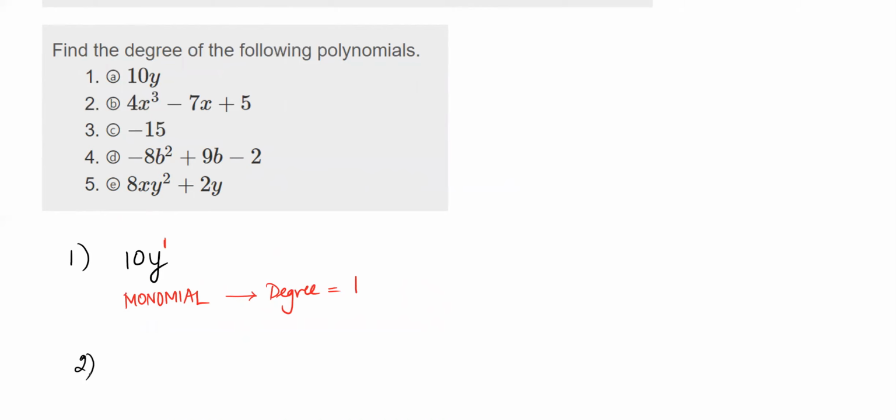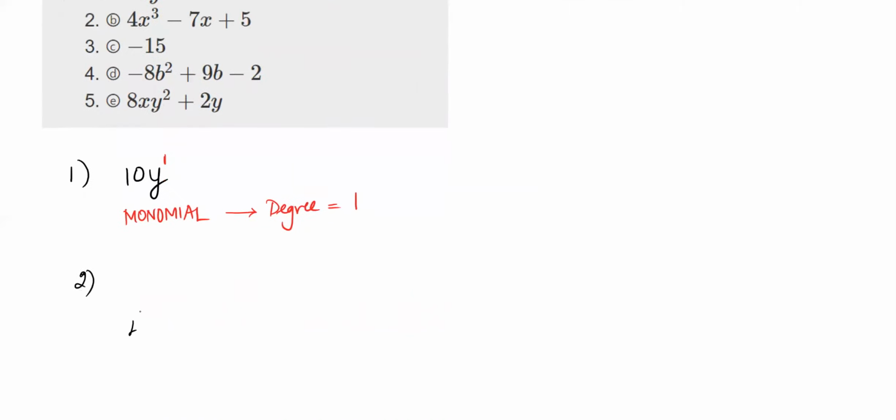Next, look at 2. 4x cubed minus 7x plus 5. Okay, this is a polynomial, right? Yeah, it's a polynomial. It has 3 terms, and according to the definition, we need to look at the degree of each term. So look at the variable here. We only have one variable, which is x, and its power is 3. Nothing to add because you don't have any other variables with powers for you to add. So you just write the degree here as 3.